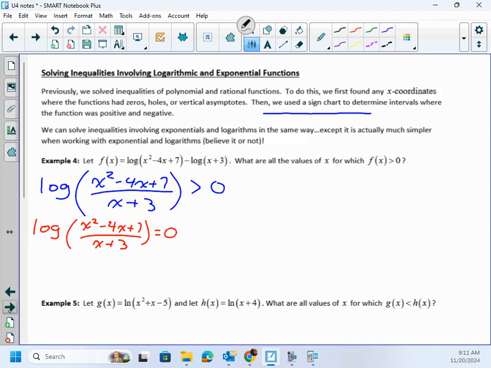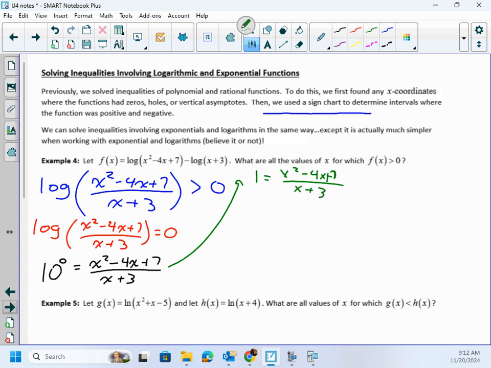So I can't do it by logs, but I can do it by taking it out of log form. This is base 10 because it doesn't say any other base. So it becomes 10 to the 0 equals x squared minus 4x plus 7 over x plus 3. 10 to the 0 is 1. So 1 equals x squared minus 4x plus 7 over x plus 3. I'm going to multiply by my denominator, get rid of it being a denominator. So it becomes x plus 3 equals x squared minus 4x plus 7.